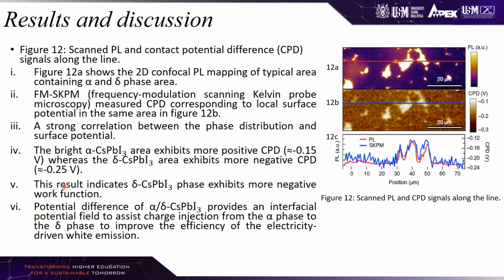This result indicates the delta calcium lead iodide phase experiences a more negative work function compared to alpha calcium lead iodide. The potential difference of alpha to delta calcium lead iodide provides an interfacial potential field to assist charge injection from the alpha phase to the delta phase to improve the efficiency of the electrically driven white emission.